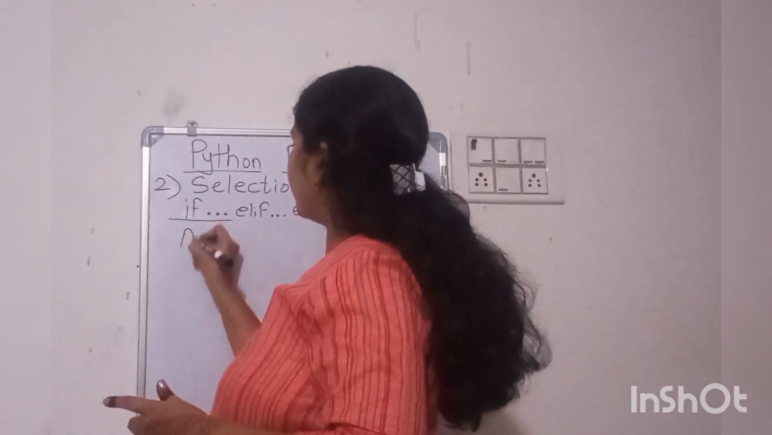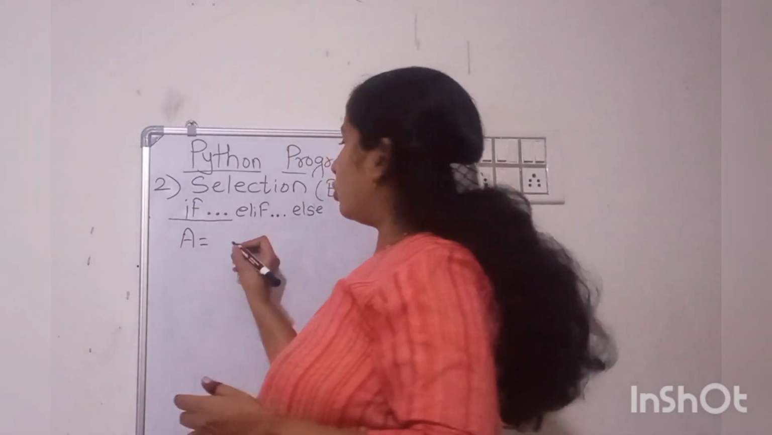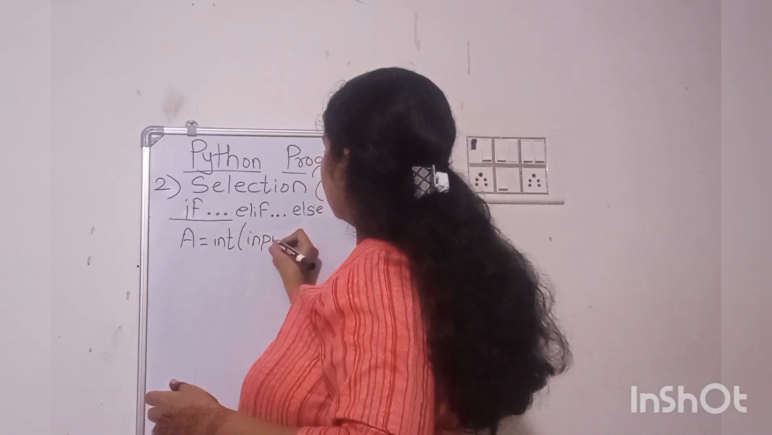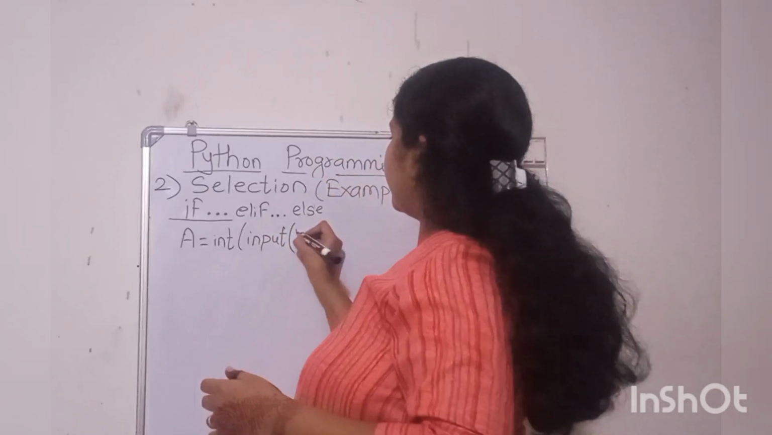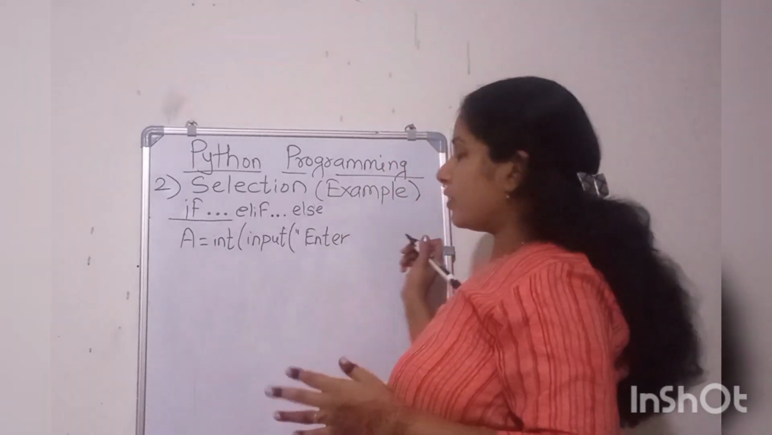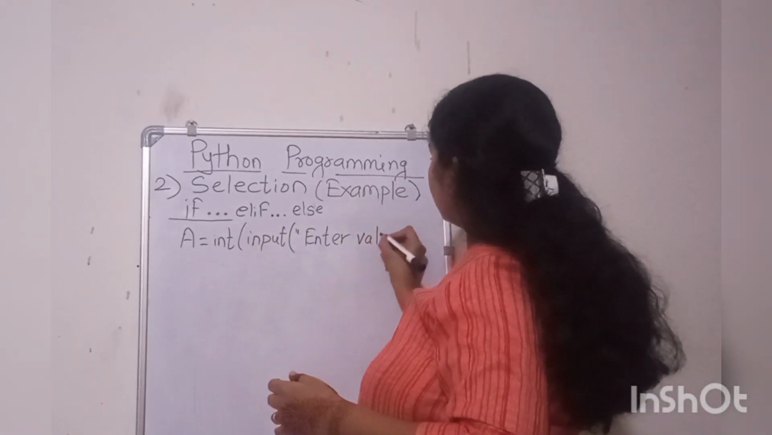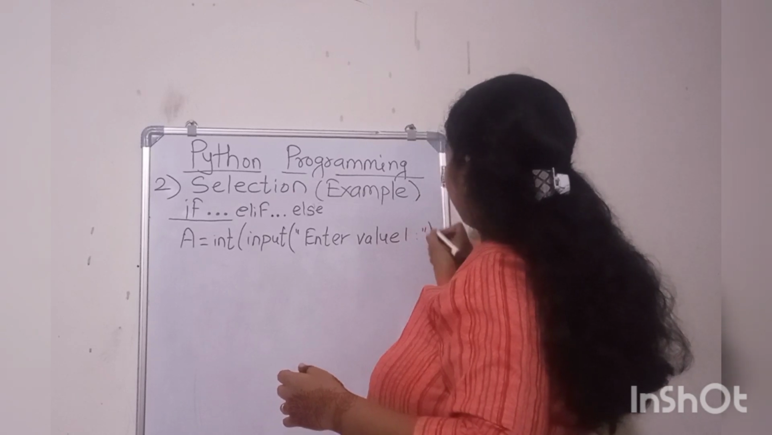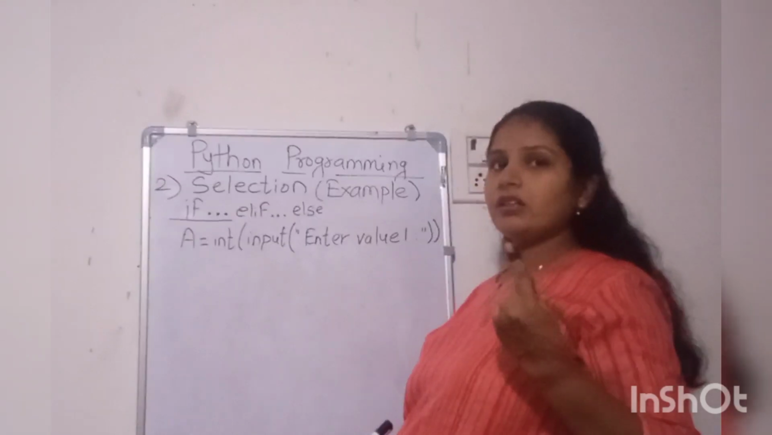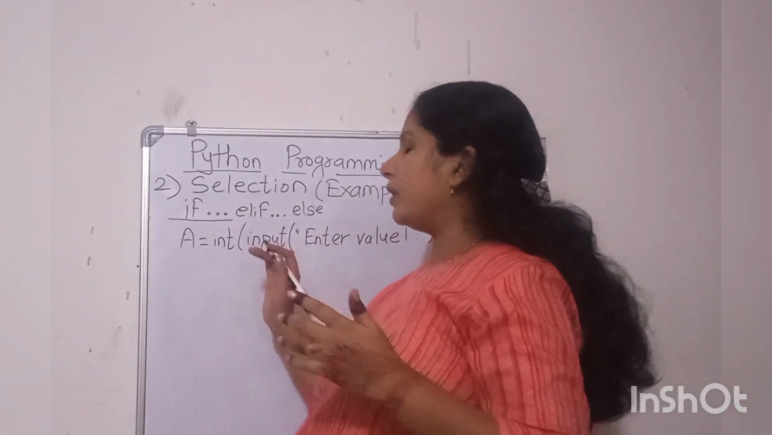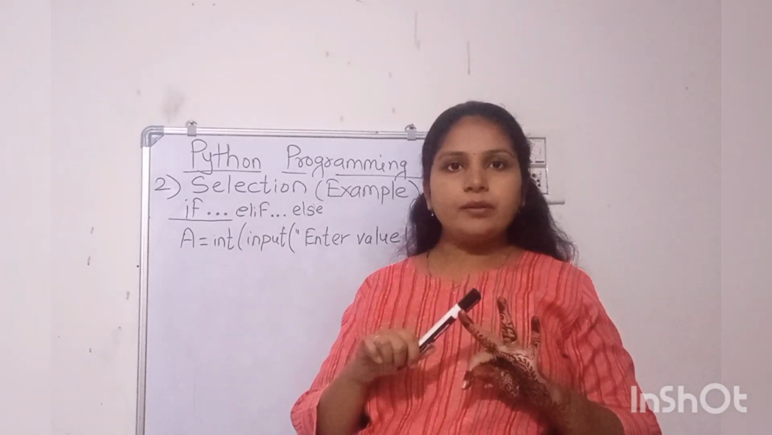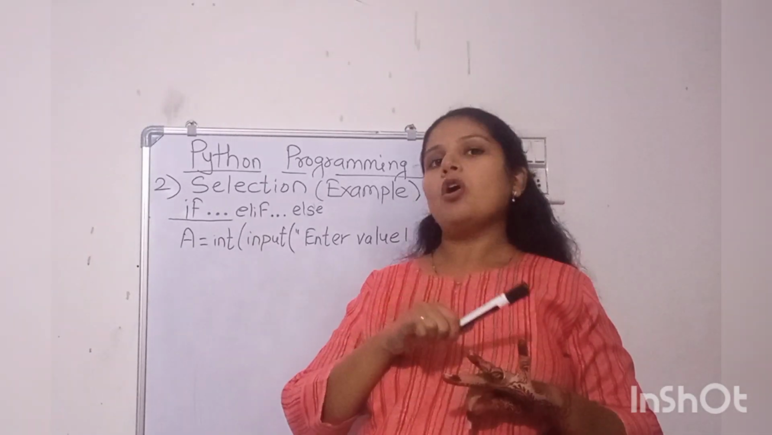Again we are taking the number from the user, so a equal to int of input, and then enter. Here you can write down the message, whichever message you want. Enter value 1. I am entering any value here, and that will be stored in a. Now whenever I enter the value, again three possibilities are there: either that number is positive, or 0, or negative.